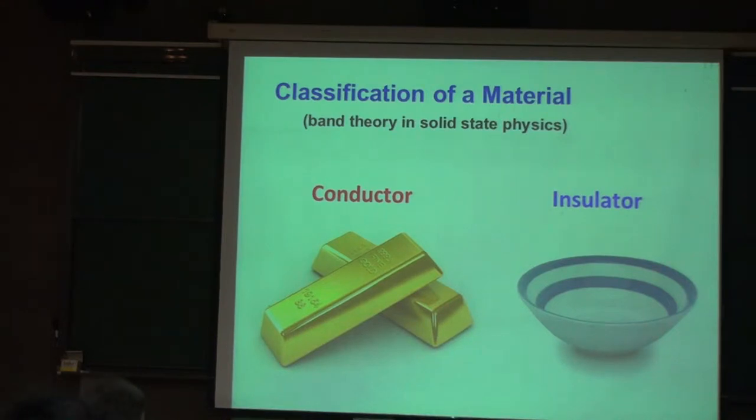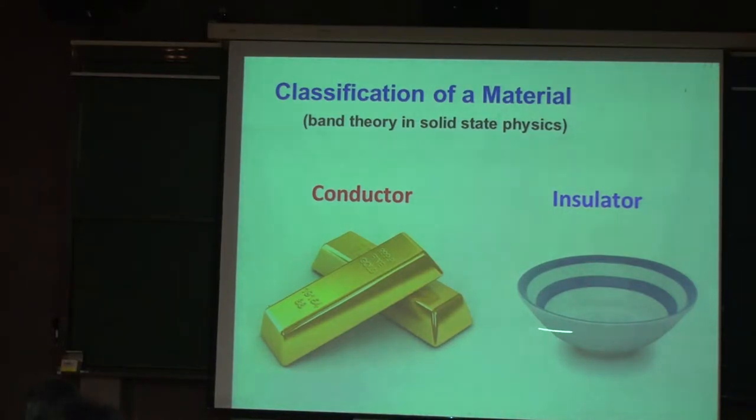According to the very simple band theory in solid state physics, if we want to classify materials, basically from the band structure, there are only two kinds of materials. One is the conductor, where you have this valence band and the conduction band. In this case, the Fermi energy is located in the conduction band. Another one is the insulator. The Fermi energy is just located in between the valence band and the conduction band, within the gap.